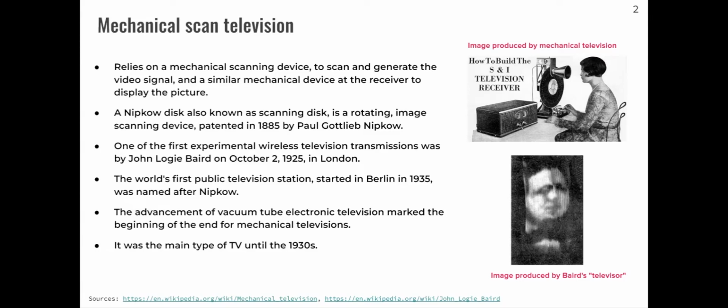So the image quality was not that great, and the photo detectors needed brightly illuminated subjects in order to produce the image. So the world's first public television station, started in Berlin in 1935, was named after Nipkow, the spiritual father of the core element of the first generation of television technology. The advancement of vacuum tube electronic television marked the beginning of the end for mechanical systems as a dominant form of television. They were still used to produce small images.